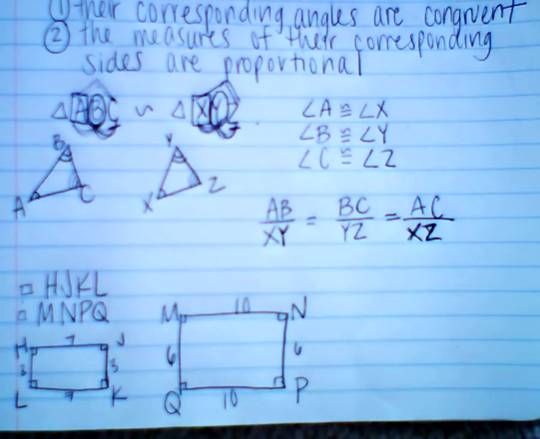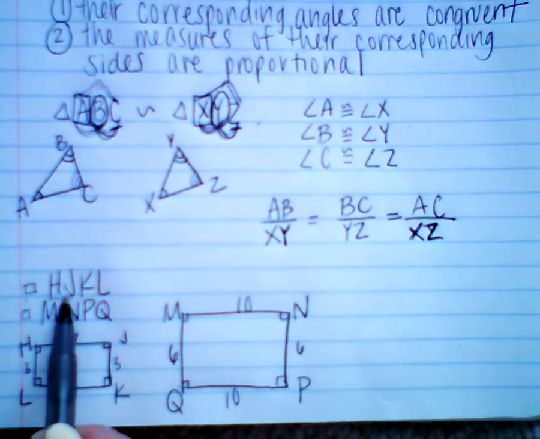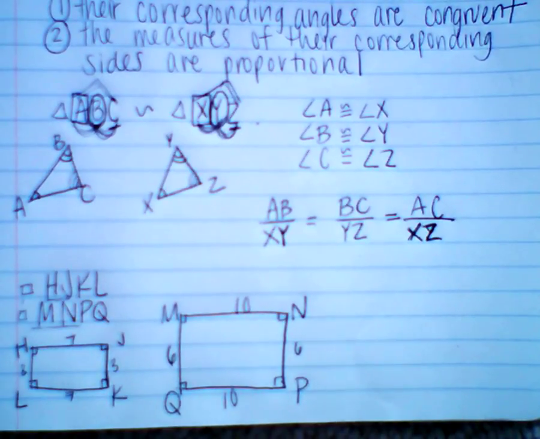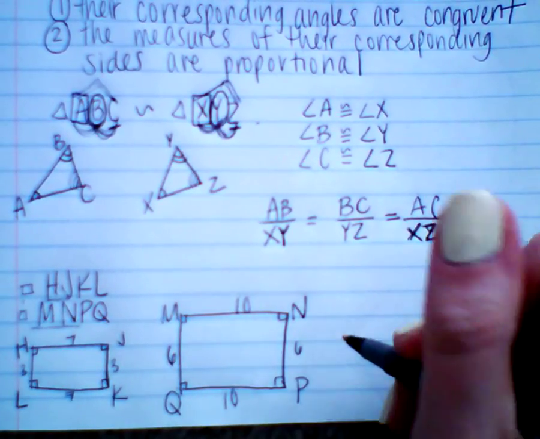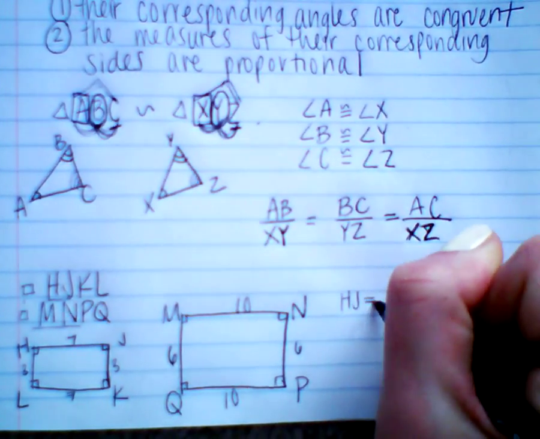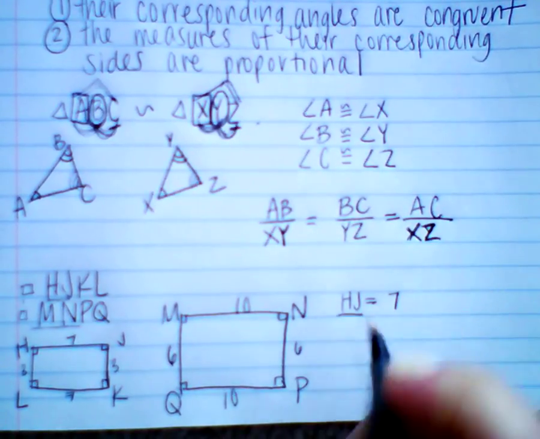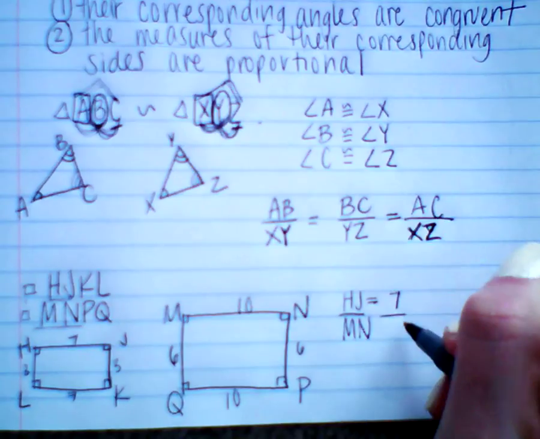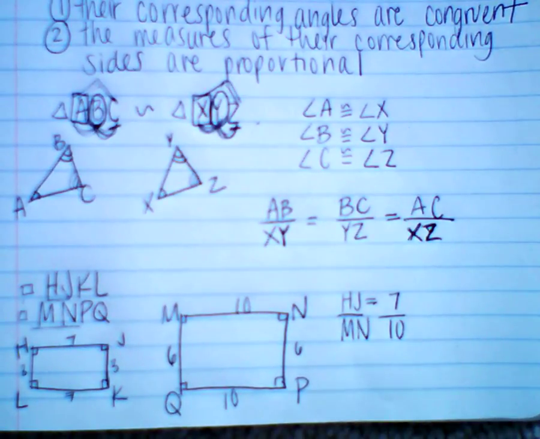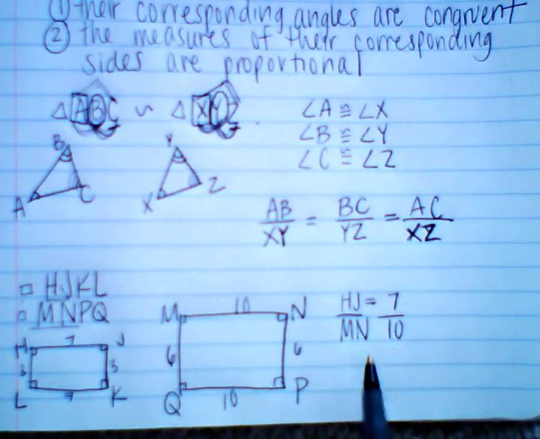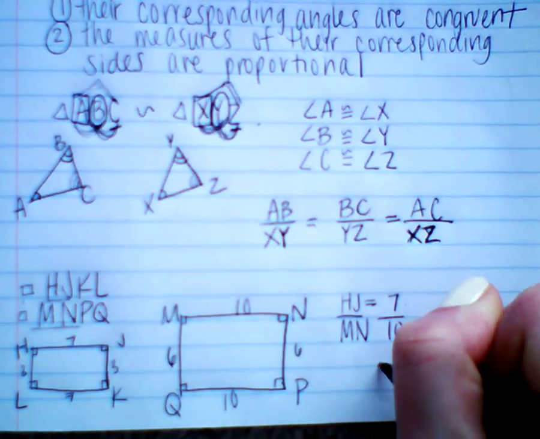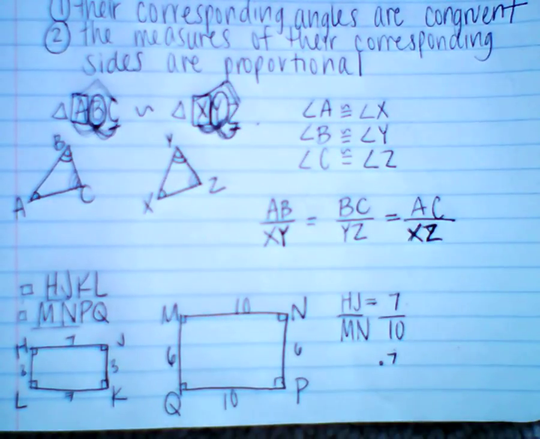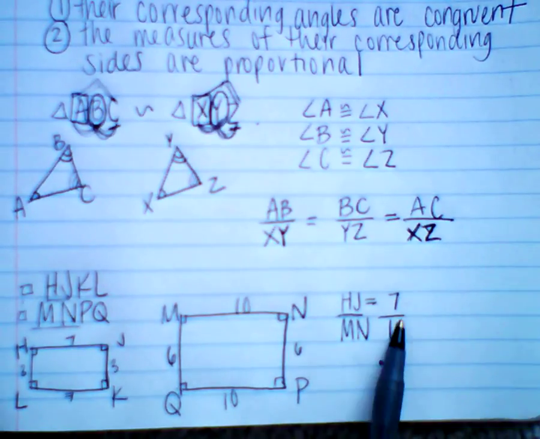So I'm going to look at my first two sides, HJ and MN. Well, HJ is 7, and it corresponds to MN, which is 10. If I put 7 over 10 into my calculator, 7 out of 10 is 70%, or 0.7. I tried. Now I'm going to continue.